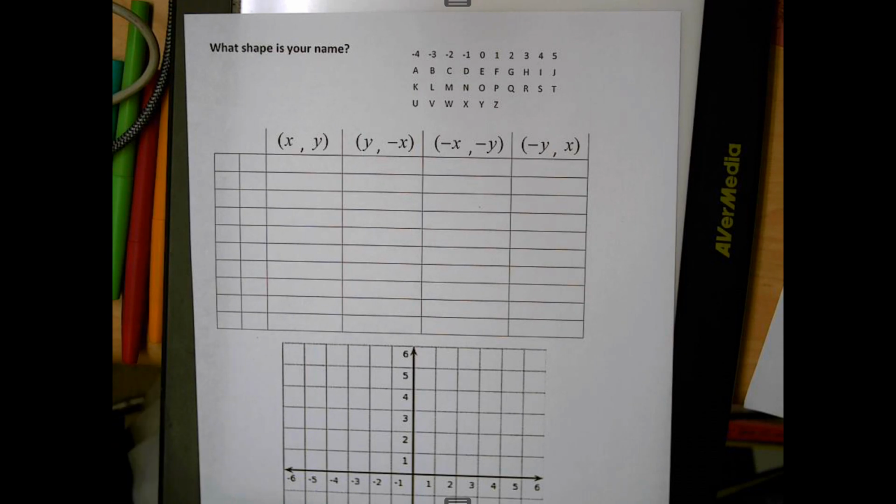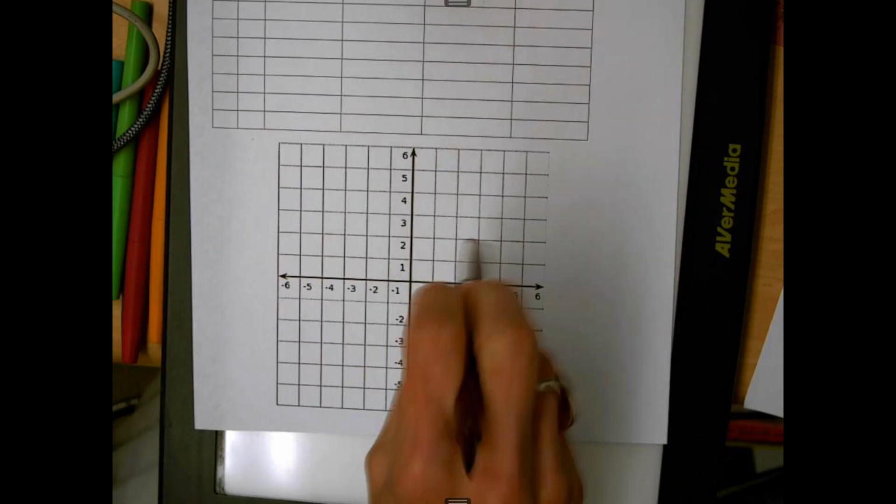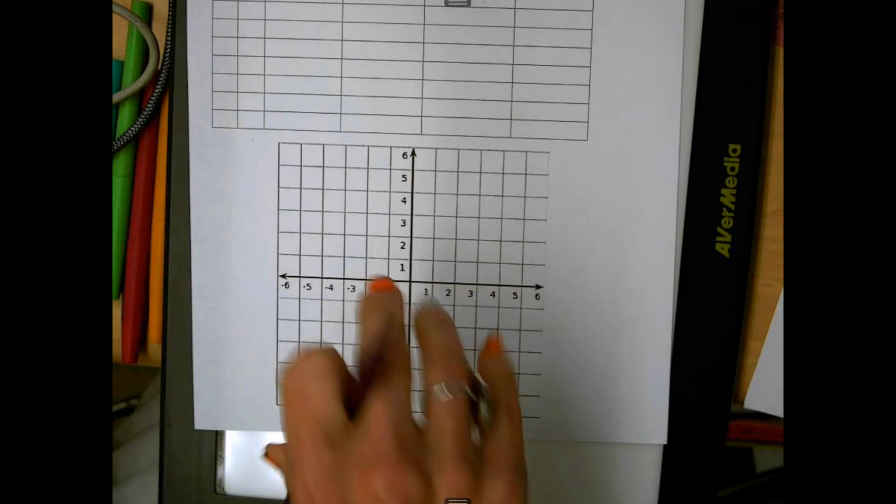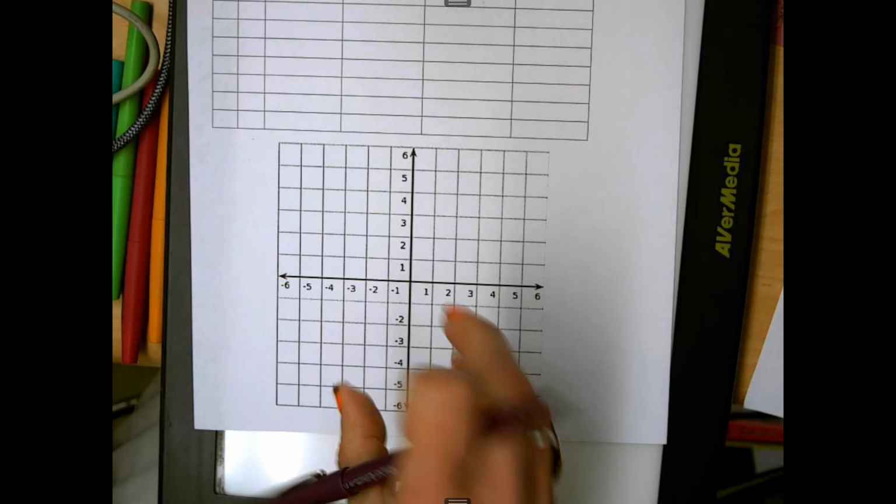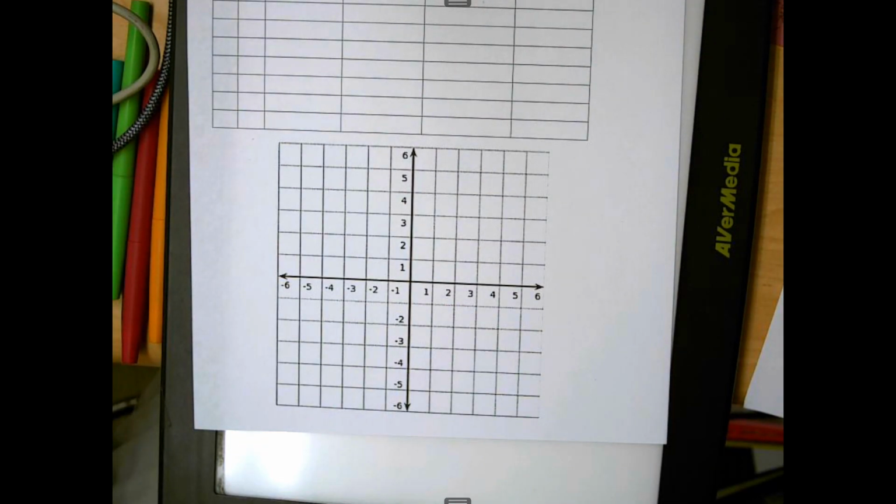Now, I have to get this video done in 15 minutes, so if I go too fast, just hit pause if you need to, okay? So this is an activity that I wanted you to do. It gets you to plotting points in all four quadrants, and it also teaches you how to rotate a shape.